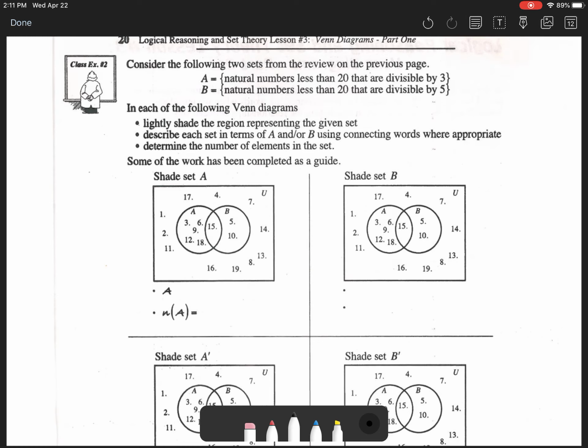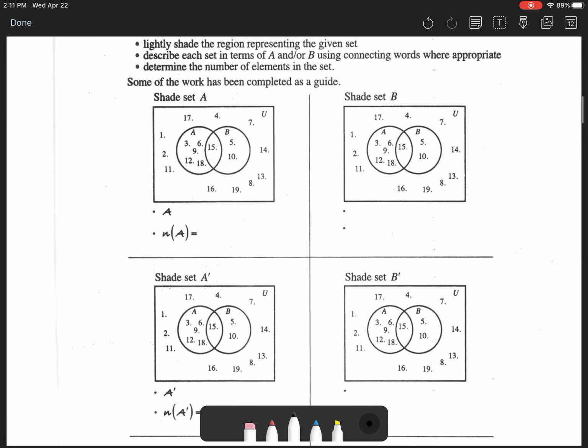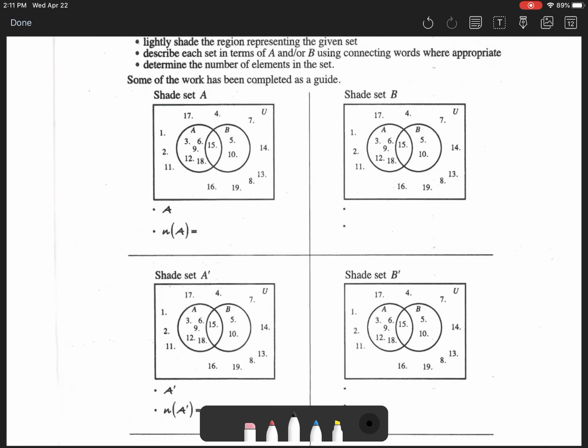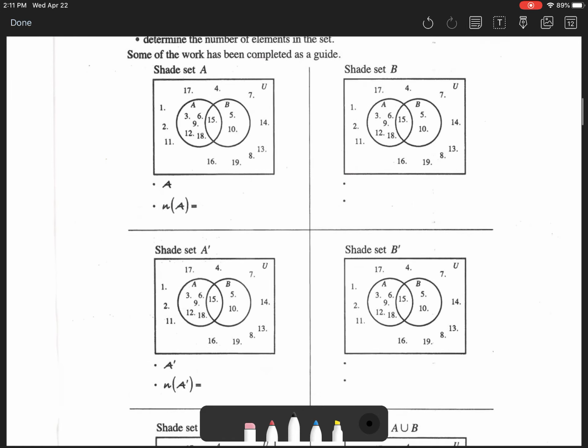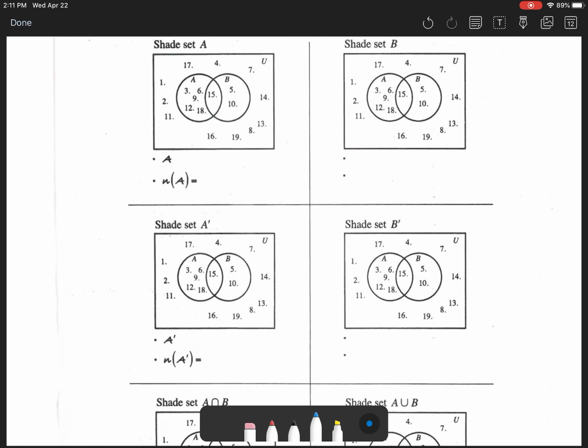Okay, so hopefully those are making sense, and we're just going to move forward, do some similar questions on the next couple of pages. Okay, so consider the following two sets from the review on the previous page. So again, they stick with the same two sets, set A and set B. Again, A referring to natural numbers less than 20 divisible by 3, and B natural numbers less than 20 divisible by 5. In each of the following Venn diagrams, shade the region that is represented by the set, describe each set in terms of A and or B using connecting words, and then determine the number of elements in each set. So again, they want to know how many elements are in each set. Some of the work has been completed as a guide.